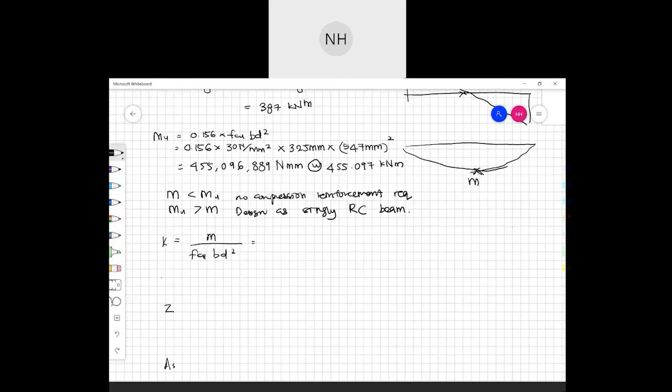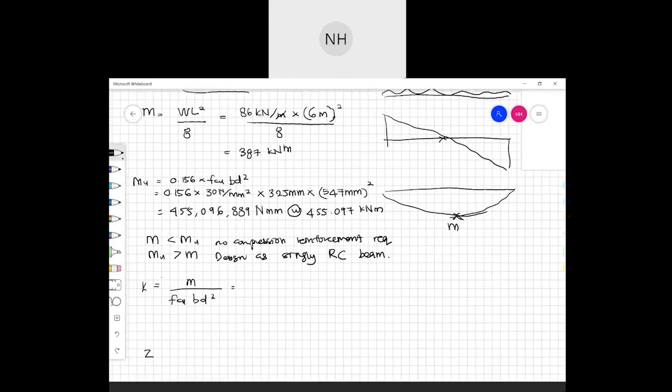Just substitute. You know the value of M, earlier we calculated 387, in kilonewton meter. We need to convert it into Newton millimeter, which means multiplying by 10 to the power of 6, because kilonewton to Newton is times 1000, and meter to millimeter is another times 1000. So 10 to the power of 6 Newton millimeter. Why convert? Because FCU is in Newton per millimeter squared, so in the formula the units must be the same.